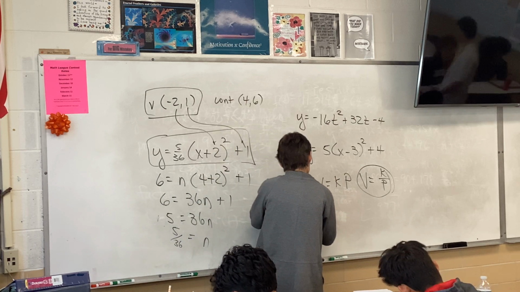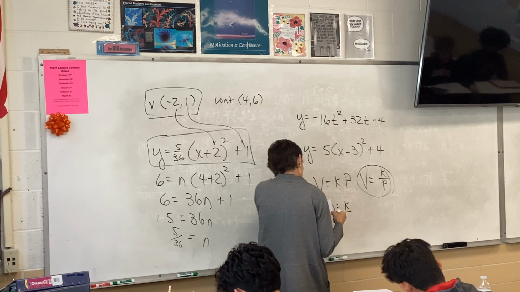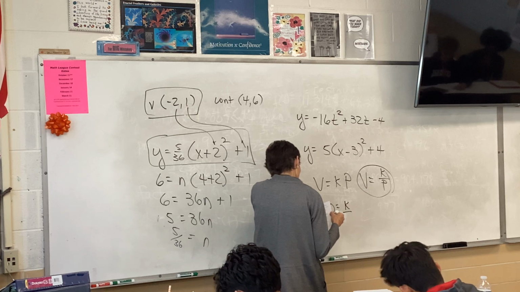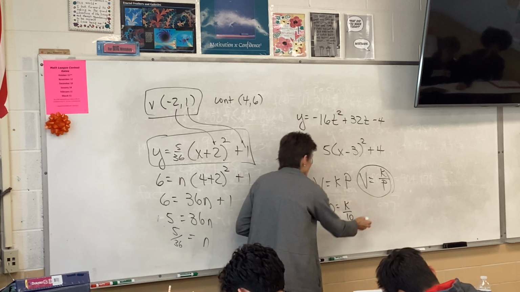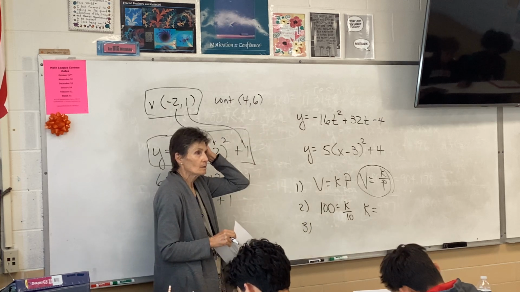If the volume is 100 when the pressure is 10. So what would K be? That's called the constant of variation.